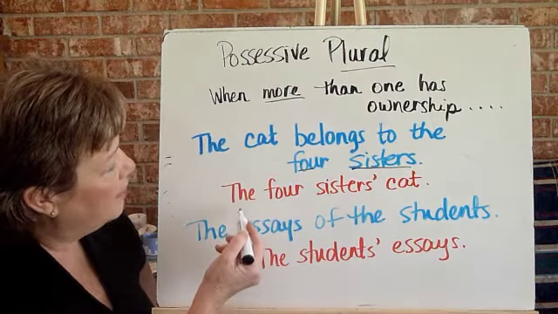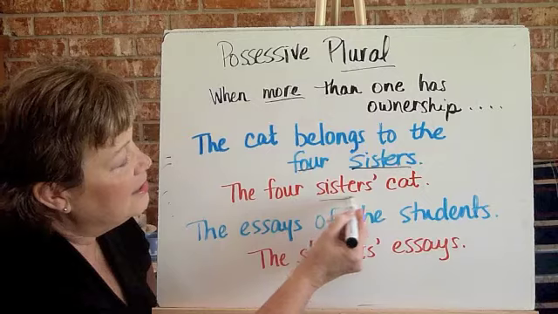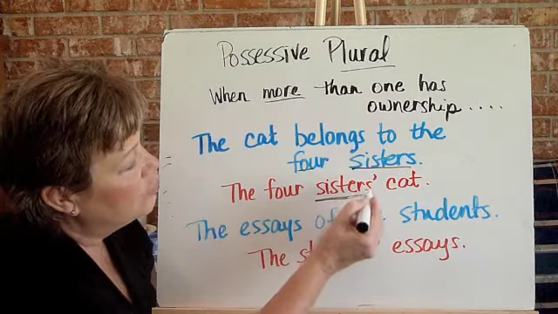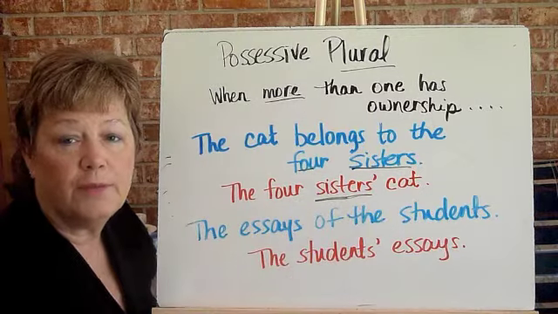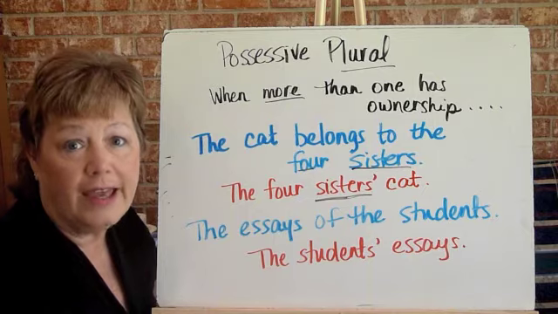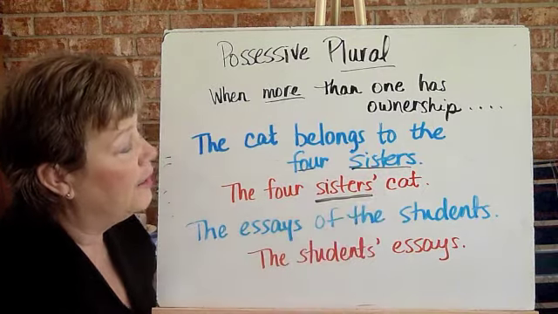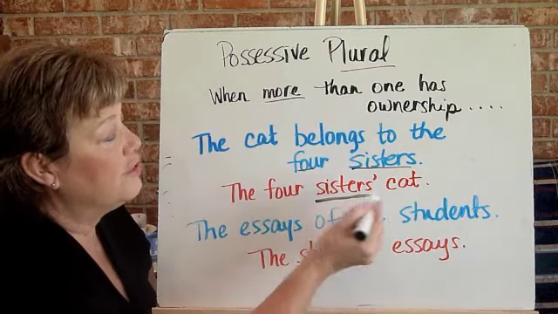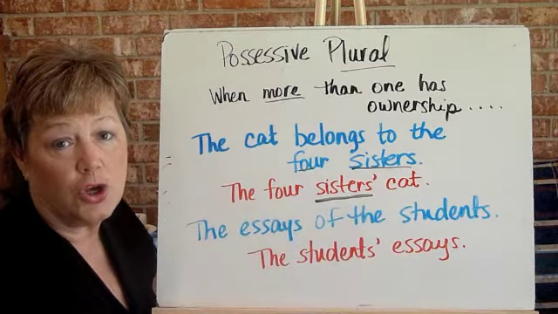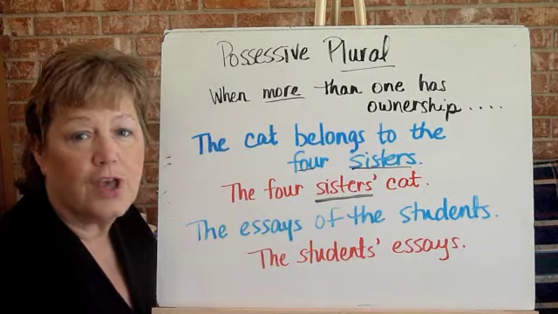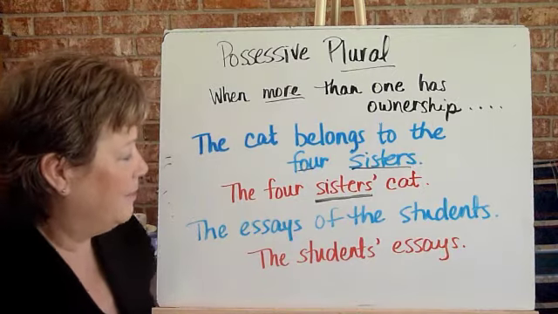So to show that, you would have 4 sisters, sisters with the S, and the apostrophe would follow the S because it's the plural word and then the apostrophe. So the 4 sisters' cat. That shows that all 4 sisters own that one cat.